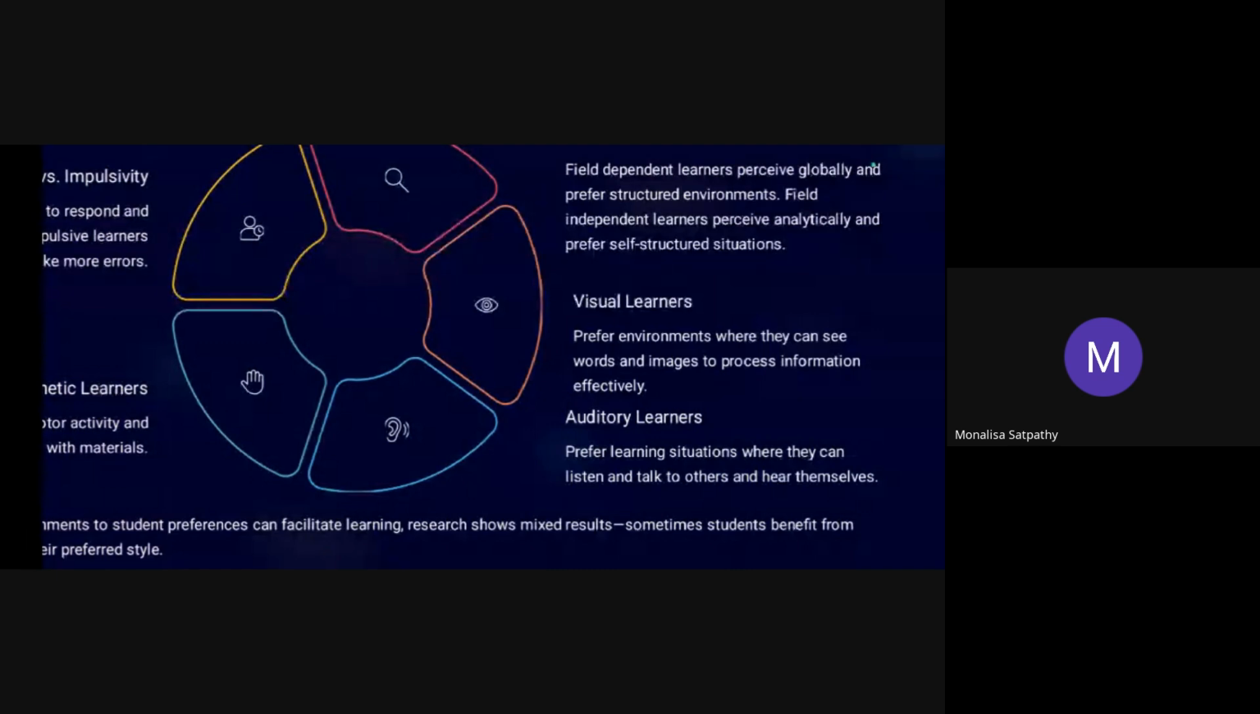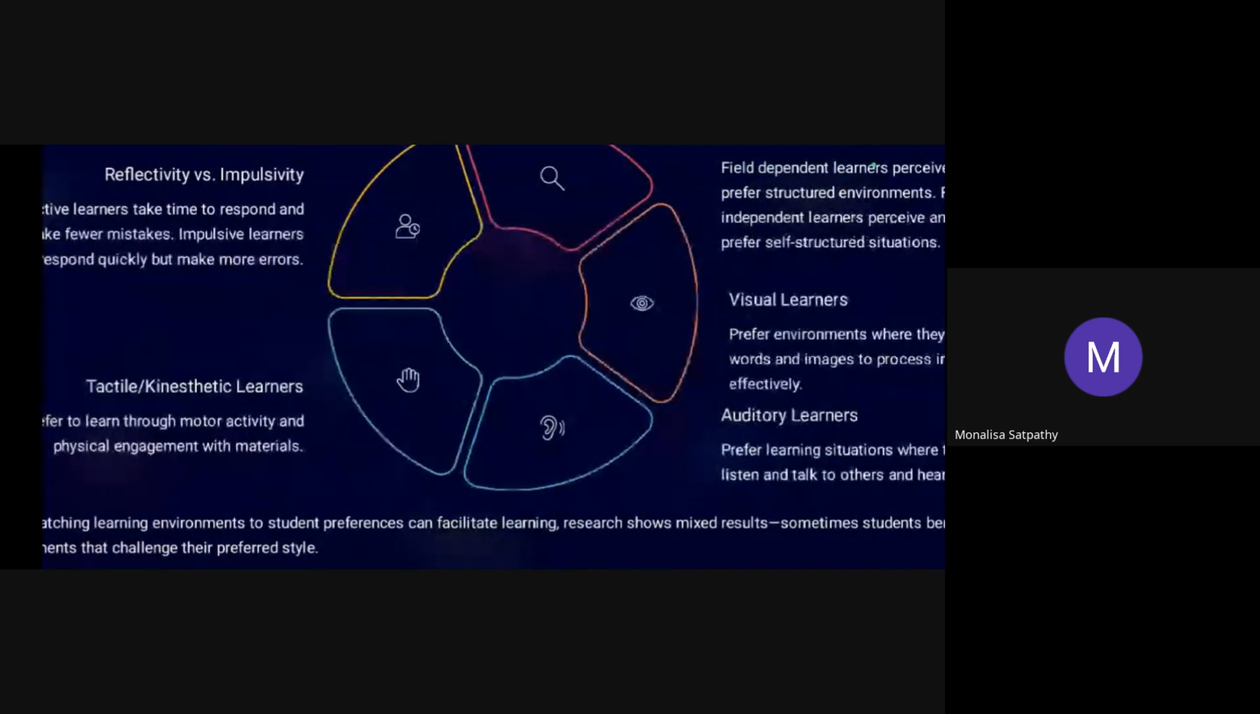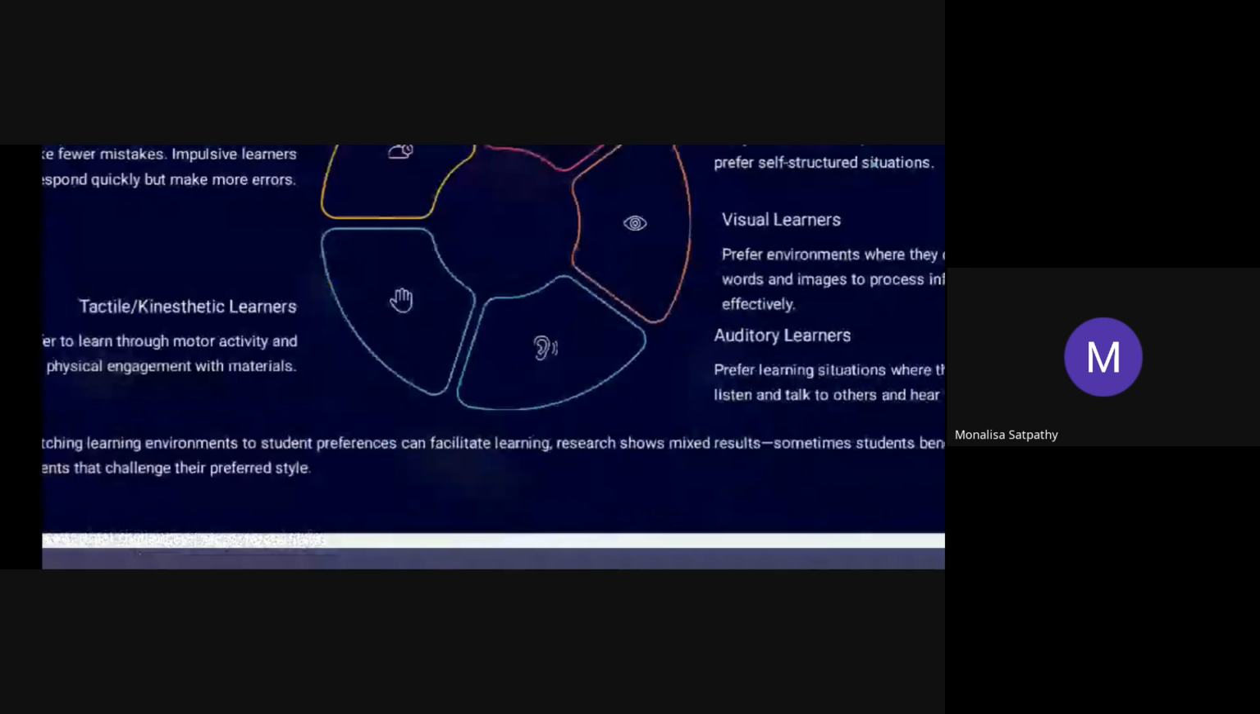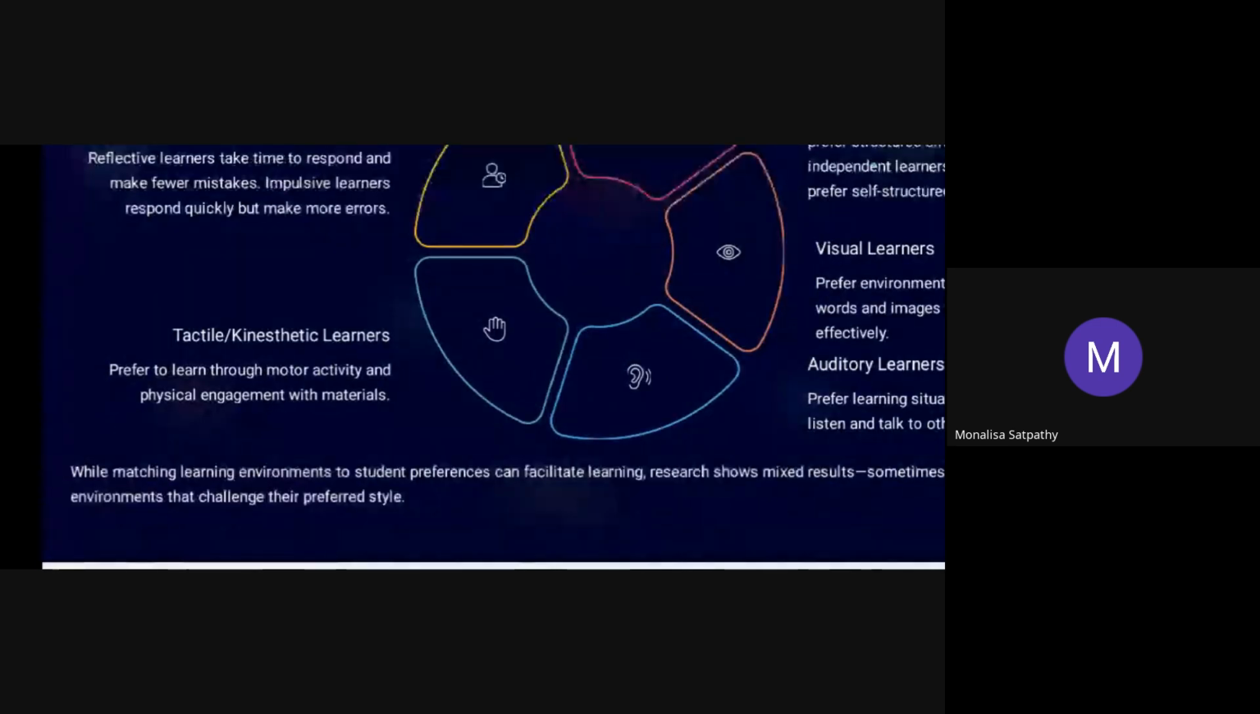Okay, so when there is conversation, when they hear more things, those kinds of situations will create a good impression on them and they learn in a better way. So we call them auditory learners. Similarly, field dependent and field independent, which we discussed yesterday, plus reflectivity versus impulsivity, and tactile kinesthetic learners. So as per their preference they learn better. If they find their preferred learning style, they learn better.